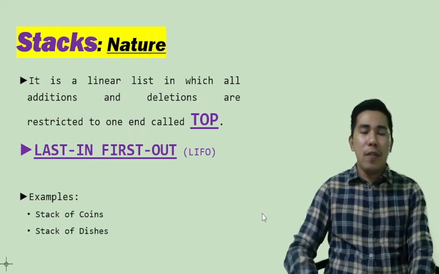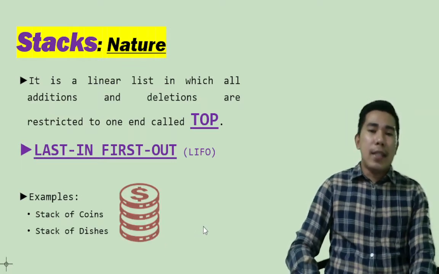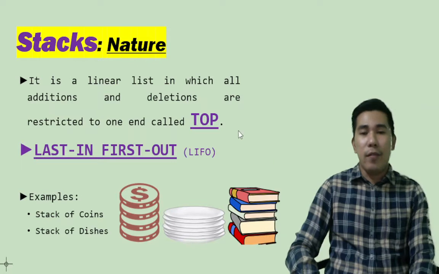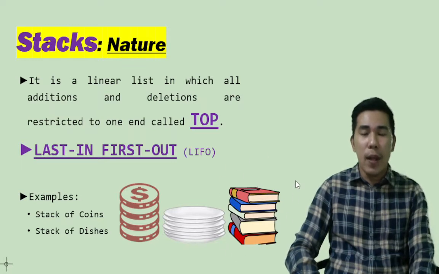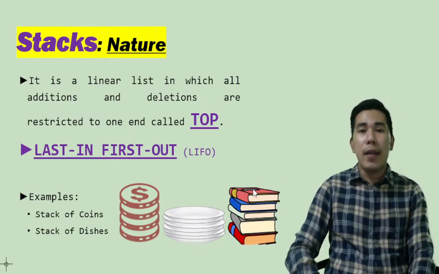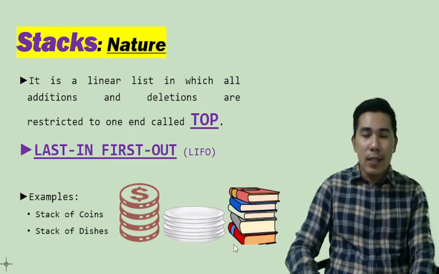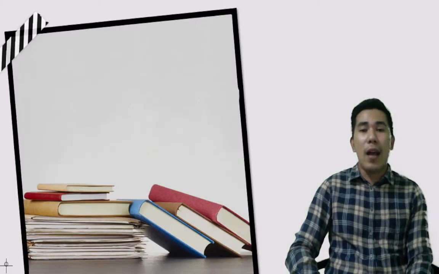Some examples of this are a stack of coins, a stack of dishes, a stack of books, and many more. For instance, if we are going to add or insert books to a stack of books, it's going to be added at the top. And when you are going to remove a book from this stack of books, it's also going to happen at the top. So that's actually the nature of the stack algorithm.